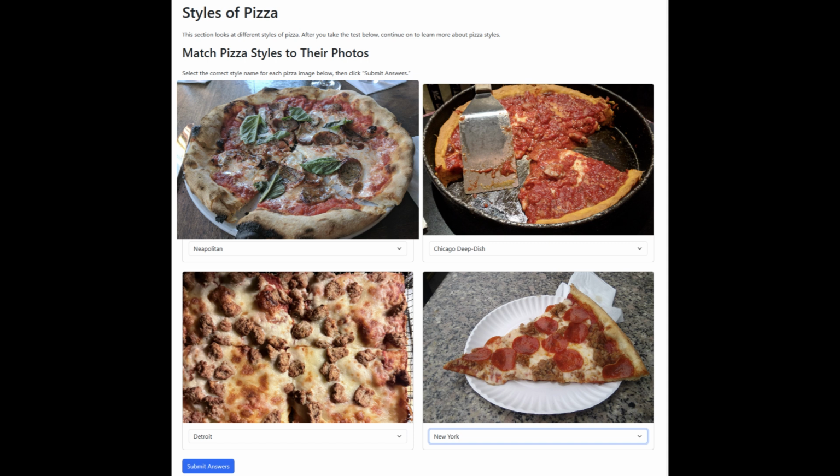As it turned out, my learners were very familiar with pizza styles, so no one got anything wrong on the pre-test, and so the post-test produced the same results. Everyone got 4 out of 4.